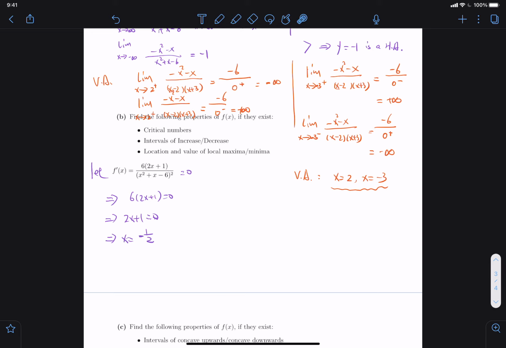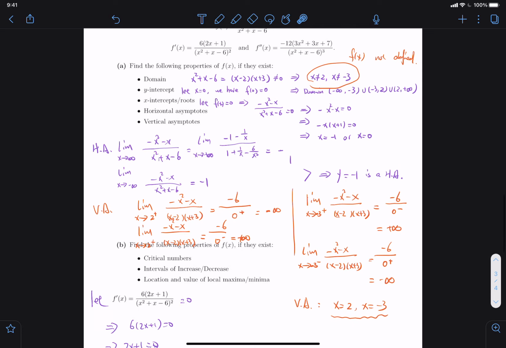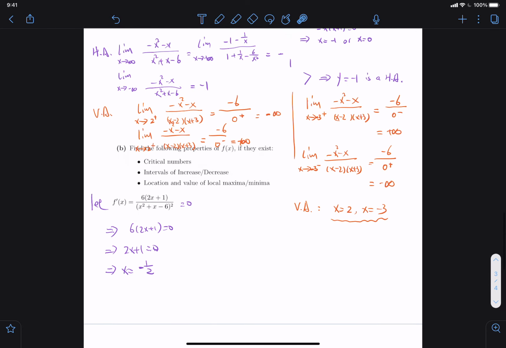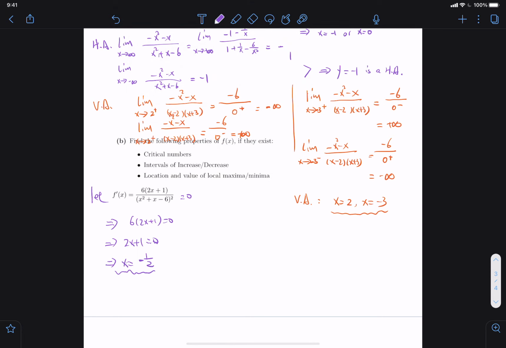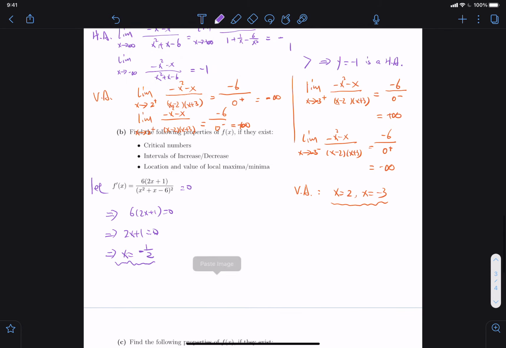And also we need to consider when the derivative does not exist, right? That is when the denominator equals 0. So we will have x equal to 2 and x equal to negative 3. But these are not the critical numbers because they're not inside our domain, right? So this is the only critical number.